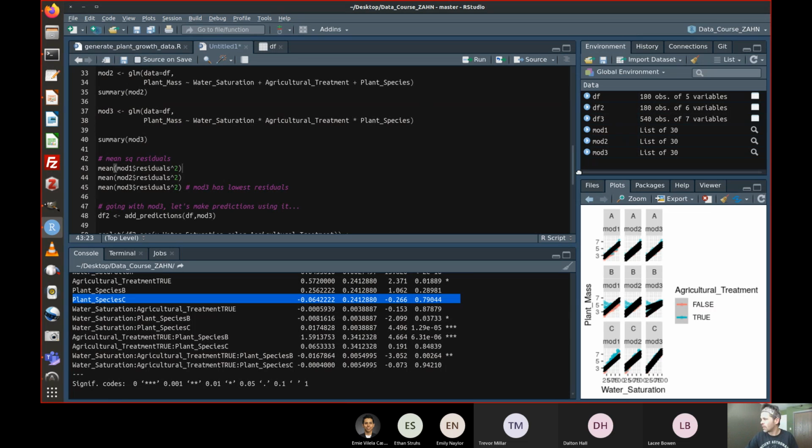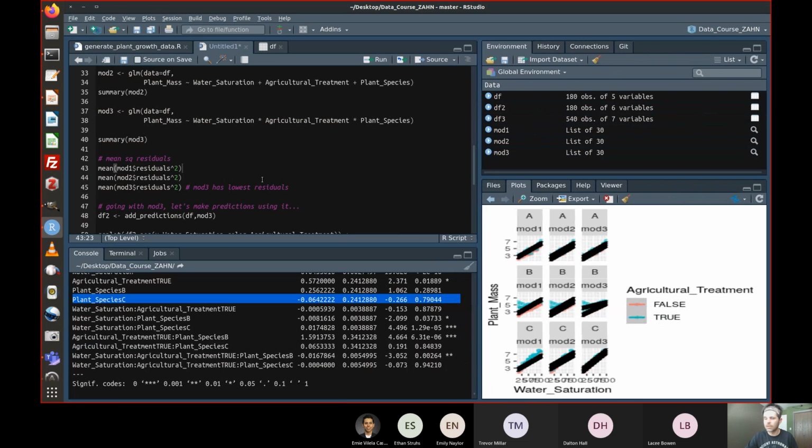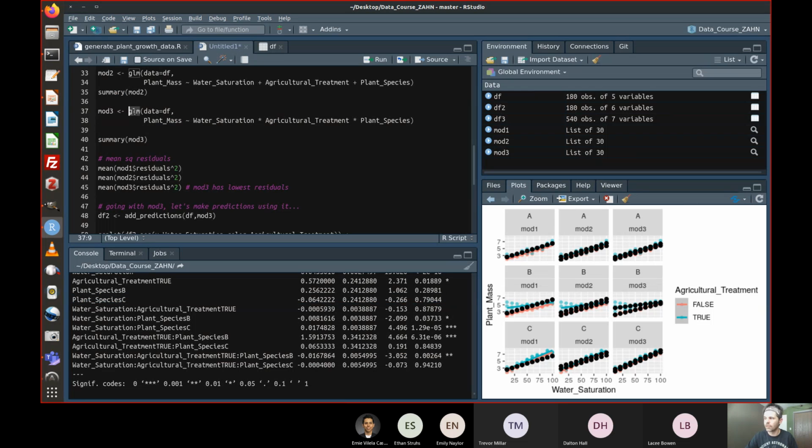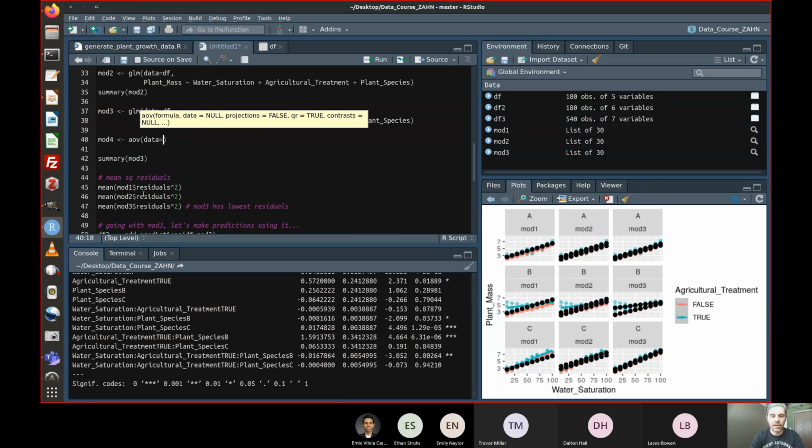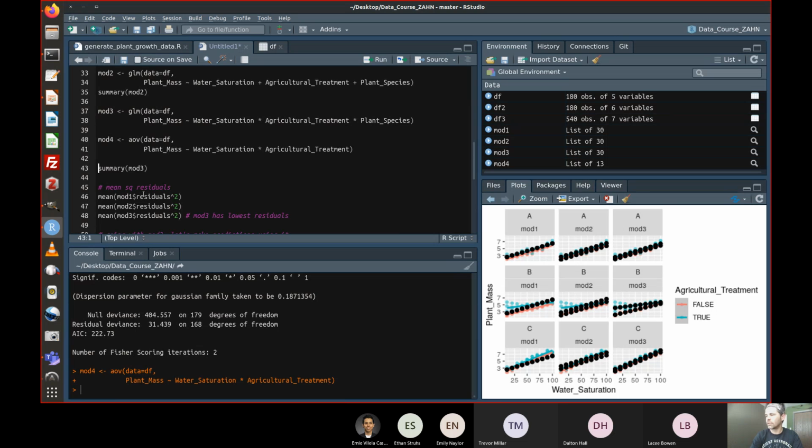It's not too difficult. There's nothing magical going on, and the reason so many people use R for data analysis is because all this stuff's just built in. You can just say GLM, right, and it's done. If you want to do an analysis of variance, mod 4, it's AOV, right? Same sort of deal. Data equals DF. Plant mass as a function of water saturation times agricultural treatment. Okay. Boom. There's mod 4.